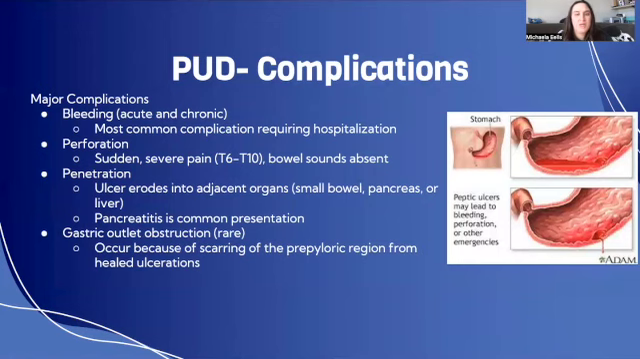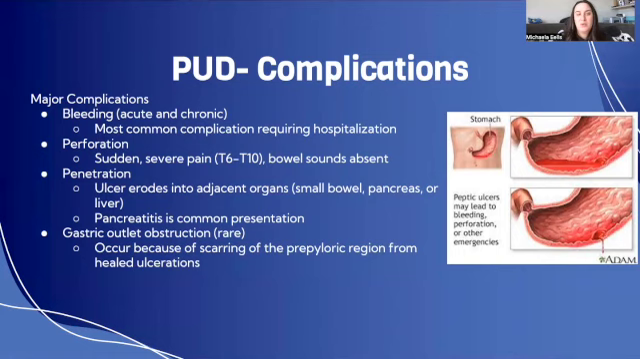Some complications for this include bleeding. So you have acute and chronic, and this is the most common complication requiring hospitalization. And then you have perforation, which is a sudden severe pain between T6 to T10, and then bowel sounds will be absent. And then penetration is when the ulcer erodes into adjacent organs, so the small bowel, pancreas, or liver. Pancreatitis is the most common presentation.